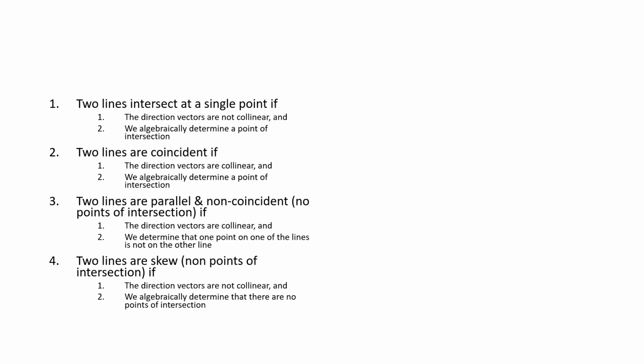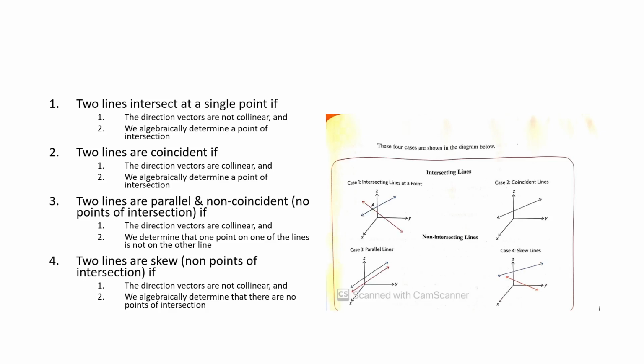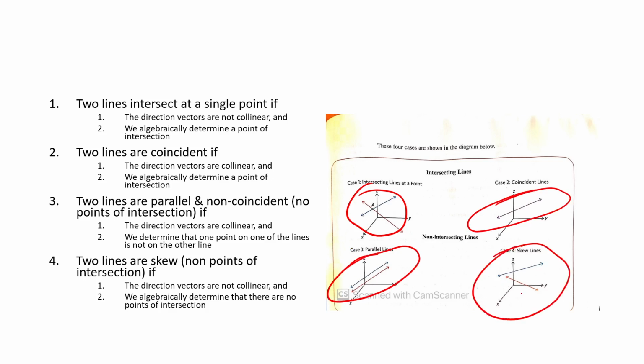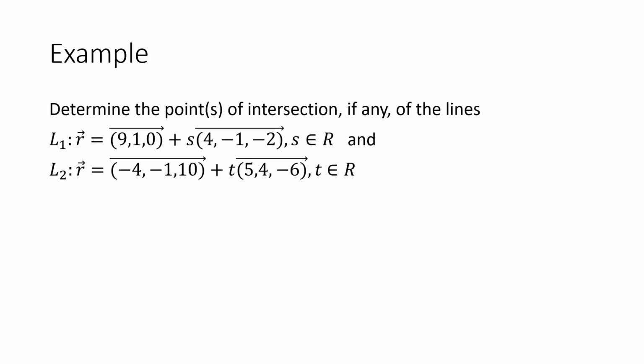So we have the four situations laid out here, and the diagrams for those four are shown. Just like in grade 9 math, you can have two non-parallel lines intersecting at a point. You can also have two coincident lines. You can have two parallel non-coincident lines. And then this fourth situation that only applies in three-dimensional space, not two-dimensional space, is skew lines.